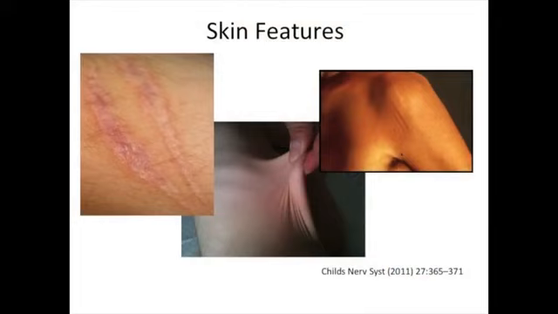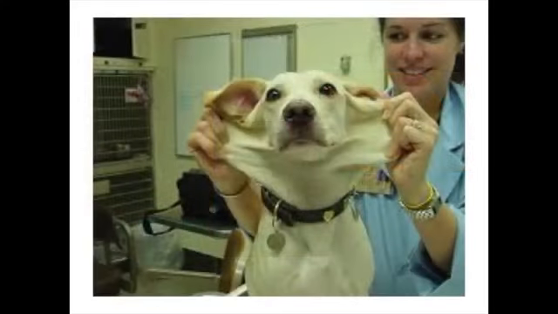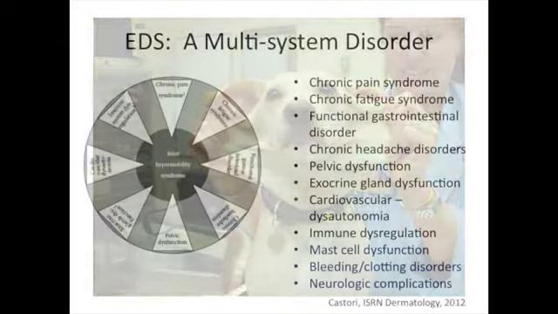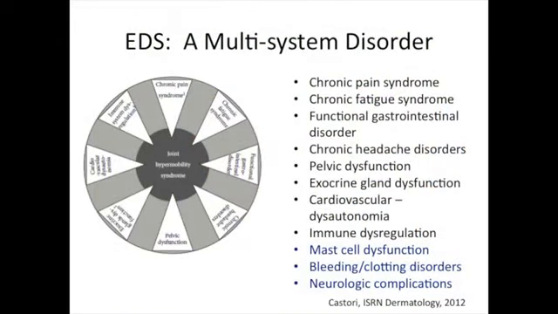One of the big problems is that it doesn't look at hypermobility in the neck or the shoulders or the hips, which are other joints that may significantly impact the patient's quality of life. And the skin features, as you've heard, the atrophic scarring and stretchy skin and skin fragility. There we go. That's a very stretchy animal model.